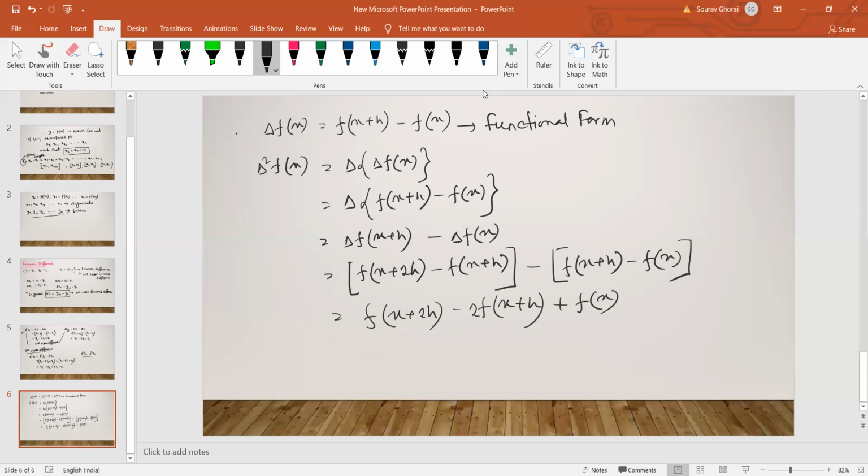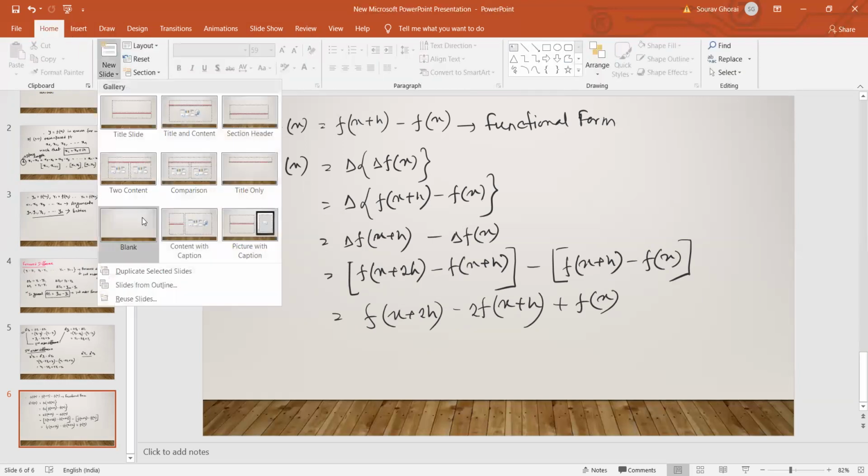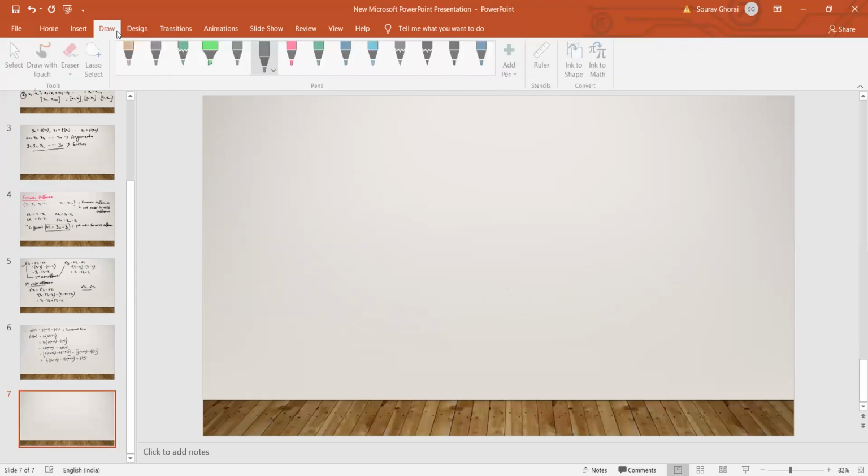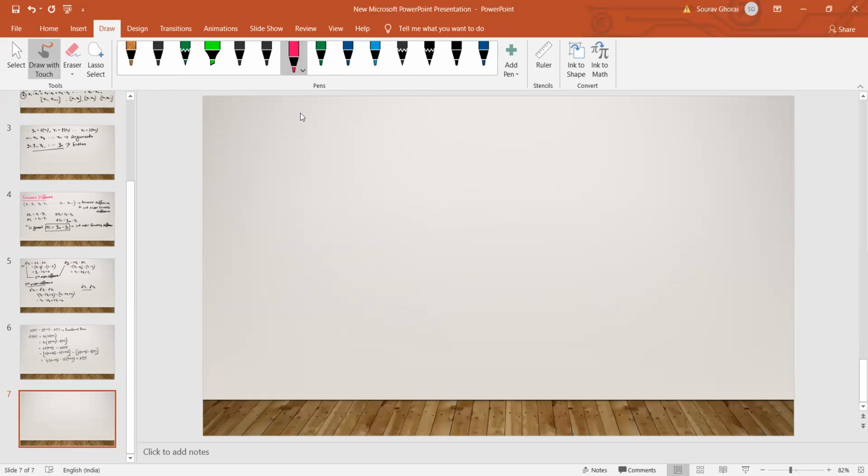Now, by one example I will show you how we can find the forward difference table. So let us discuss how we can find the forward difference table. Here I'm just going to share with you one example. That is, write the question: construct the difference table, or construct the forward difference table from the following data.